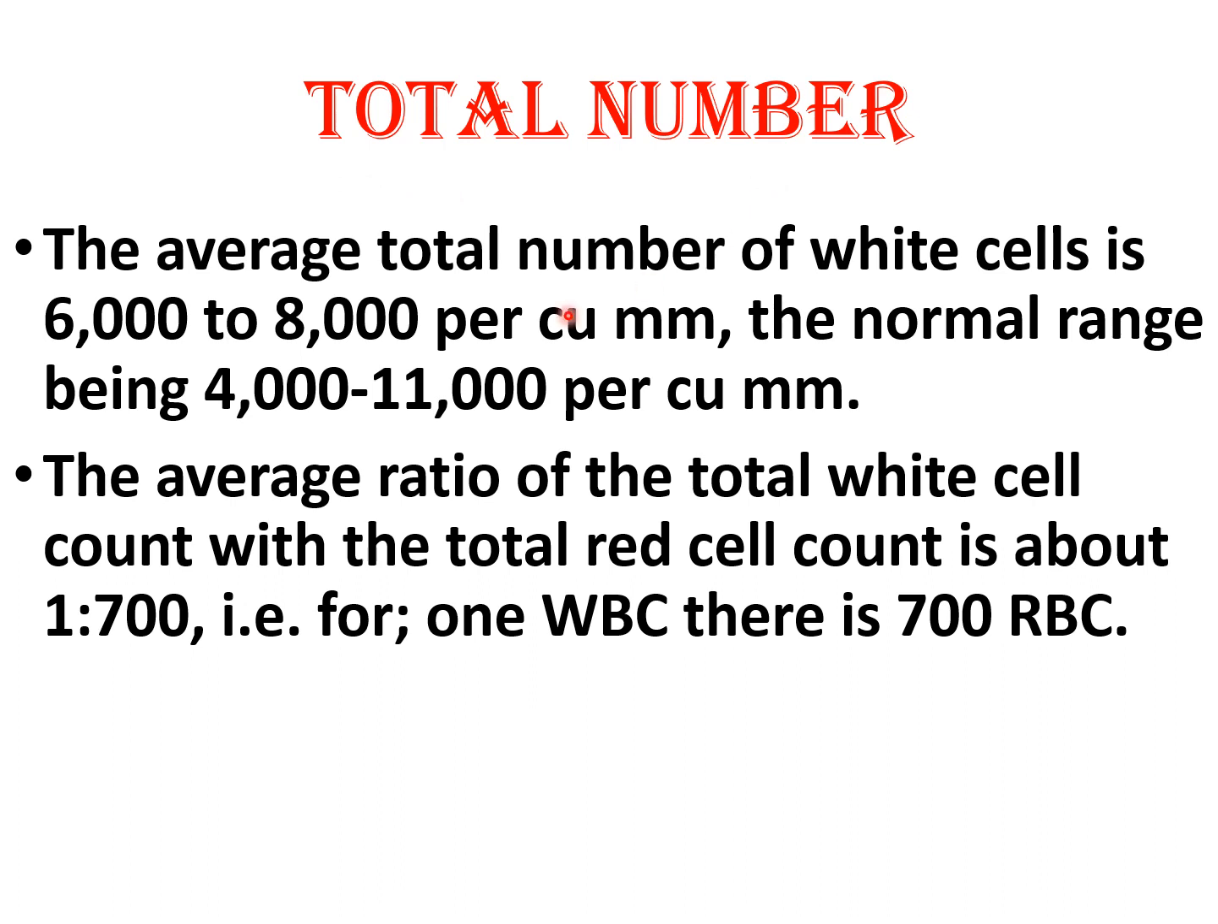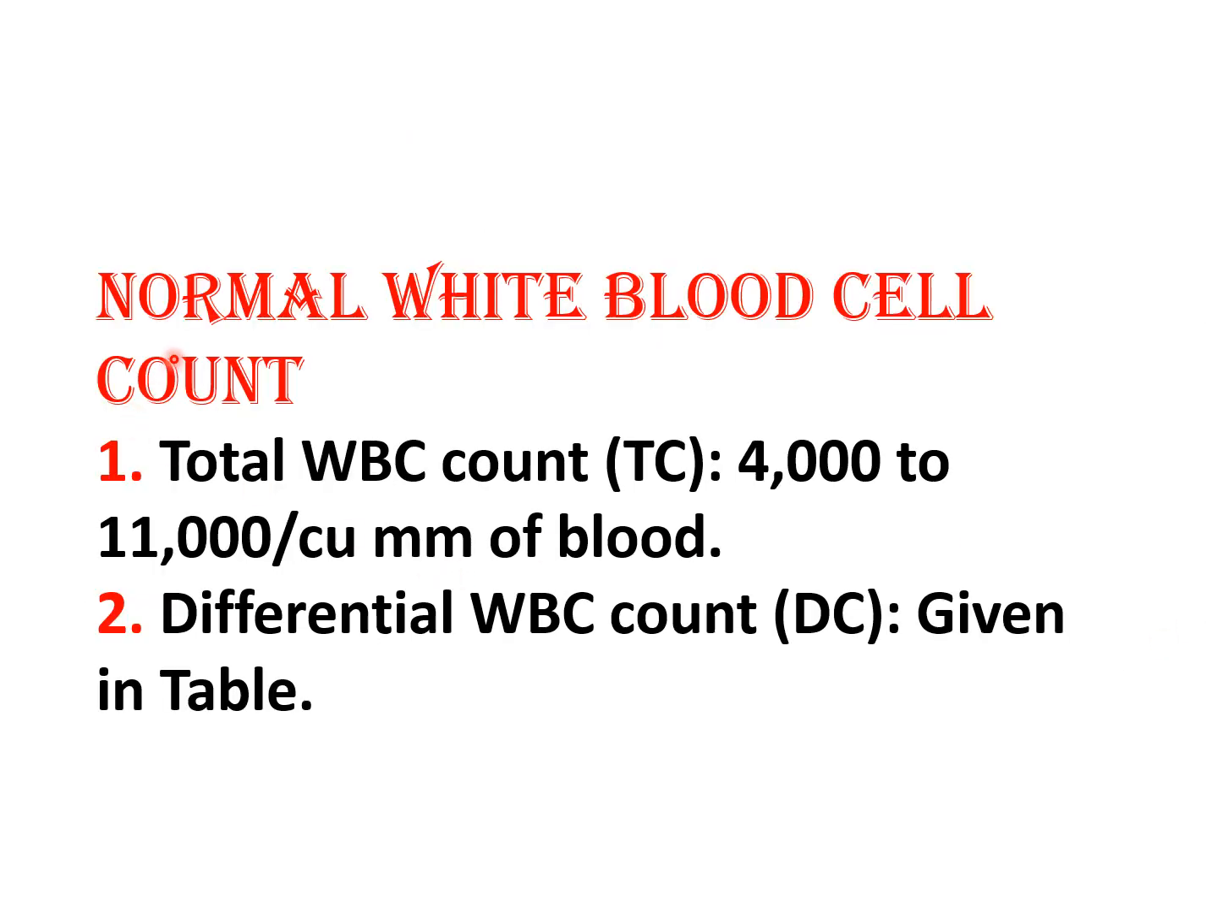Then total number. The average total number of white blood cells is 6000 to 8000 per cubic millimeter, the normal range being 4000 to 11,000 per cubic millimeter. The average ratio of the total white cell count to the total red blood cell count is about 1:700, meaning for 1 WBC there are 700 RBC. Normal white blood cell count is about 4000 to 11,000 per cubic millimeter of blood.